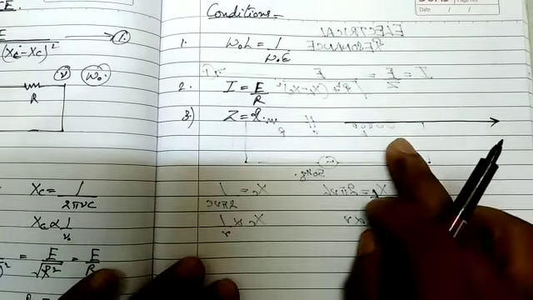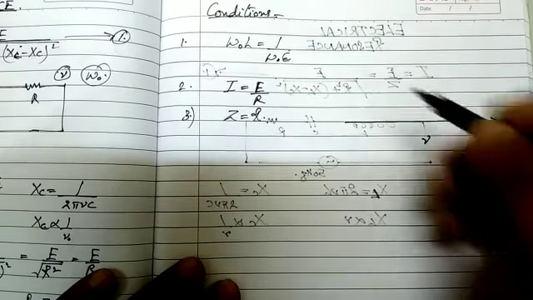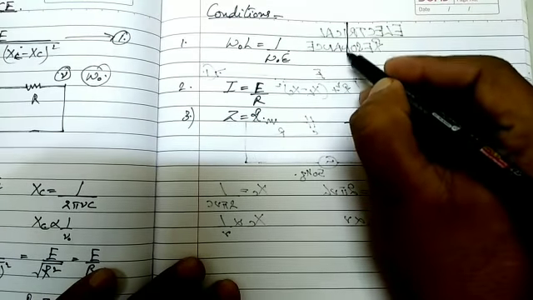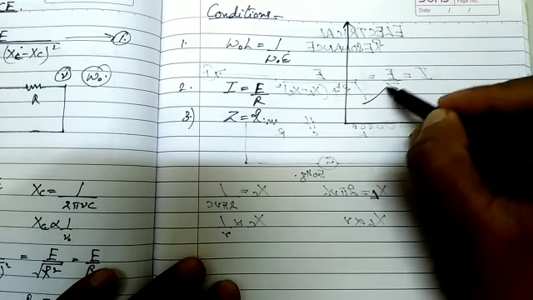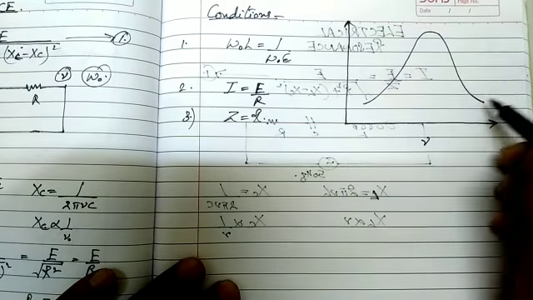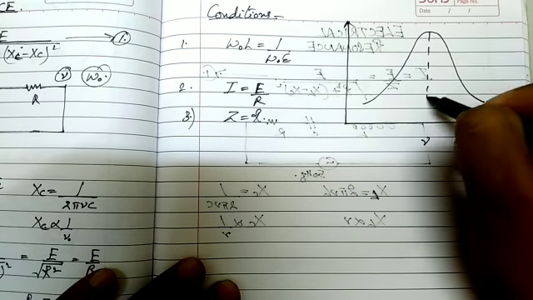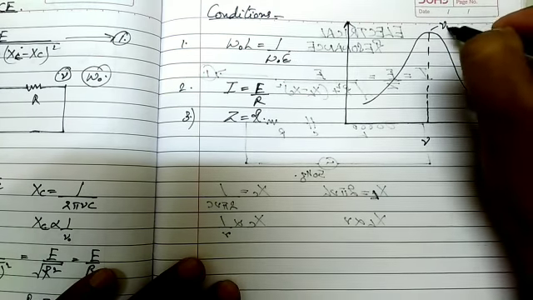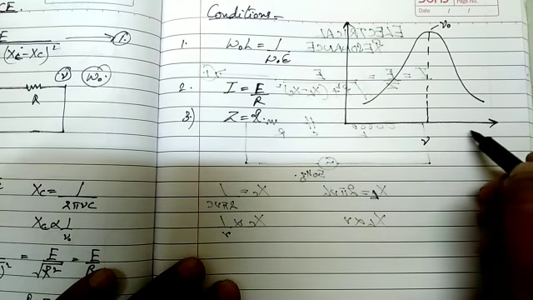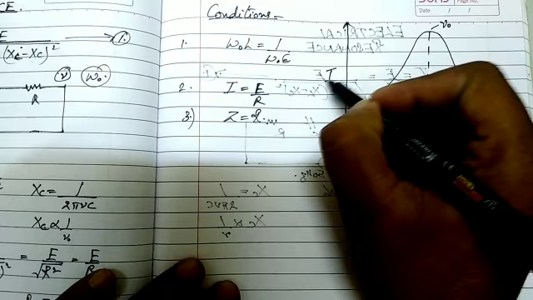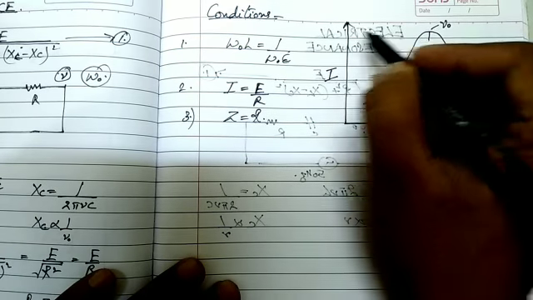Students, if we plot the graph between frequency and current, the amplitude we get looks like this. This is the maximum amplitude at frequency nu naught. This is the frequency and this is the current. This is the maximum current here, I maximum.